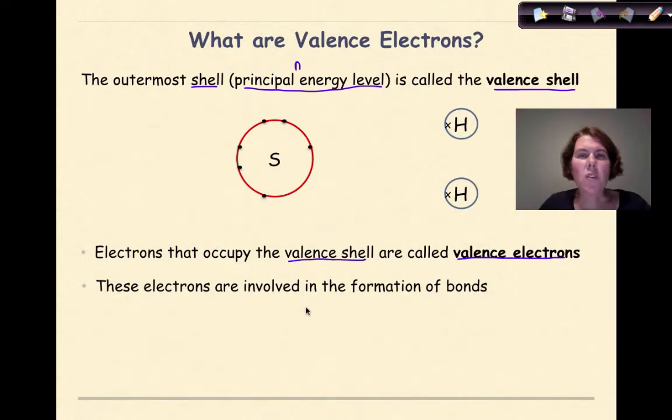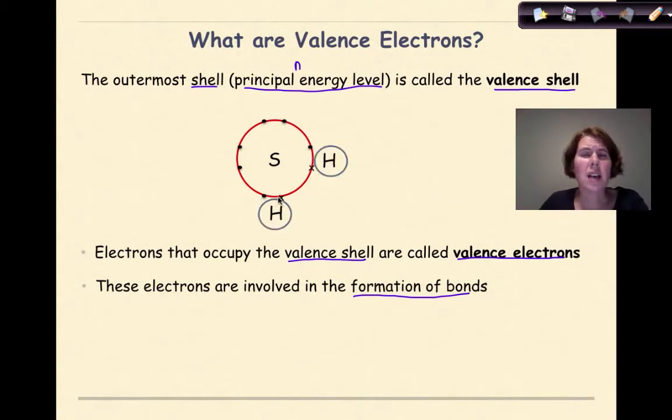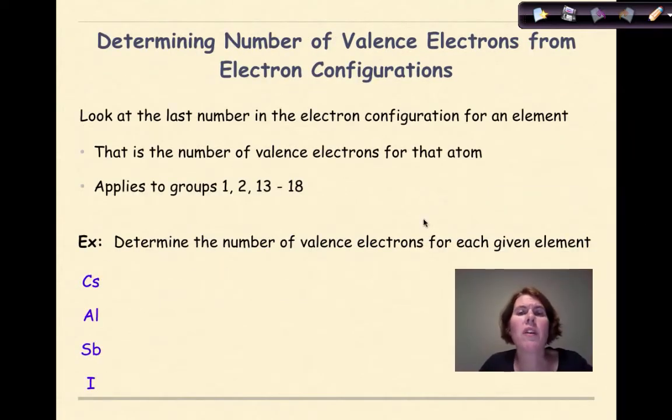So you might ask, what's the point of a valence electron? Well, ultimately we're going to learn that valence electrons are involved in the formation of bonds. If I look at this sulfur atom right here, and each of these dots is representing a valence electron, and here's hydrogen with its one valence electron, ultimately what we'll see is that these valence electrons will come together and form bonds.